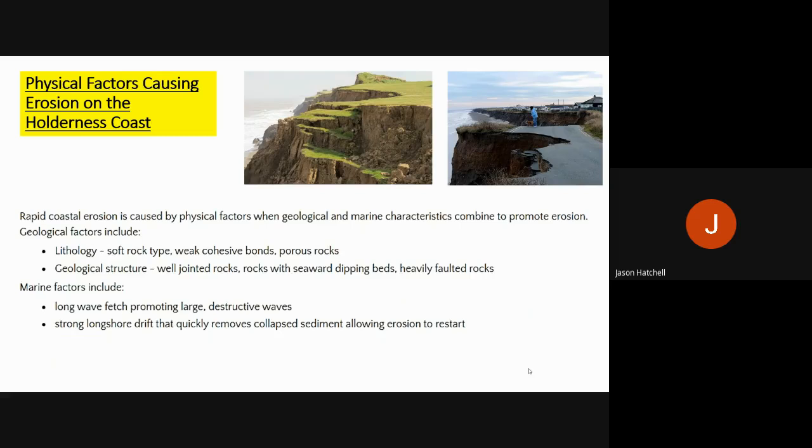There is also a large fetch range. There are destructive waves. There are high levels of longshore drift, high levels of sediment being moved along the coastline, and erosion is high too. So all of these physical factors mean that the Holderness Coast erodes very quickly.